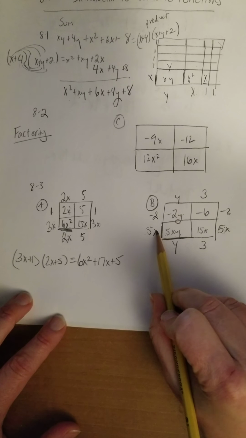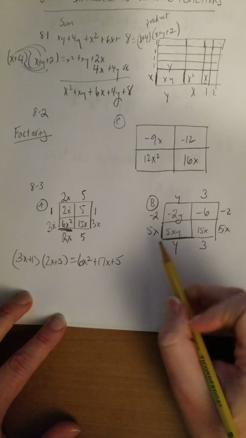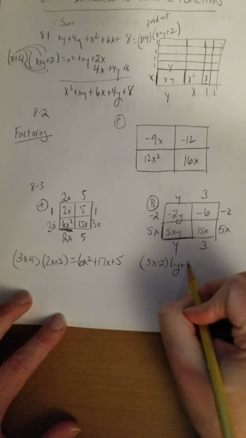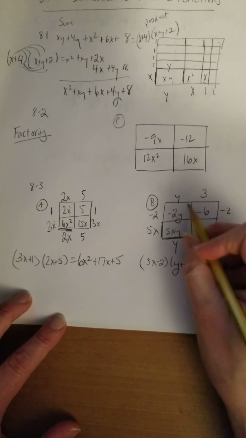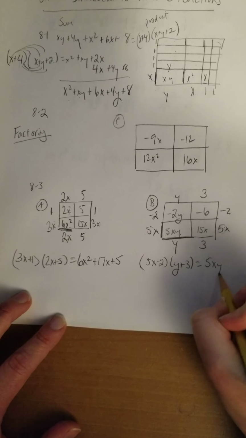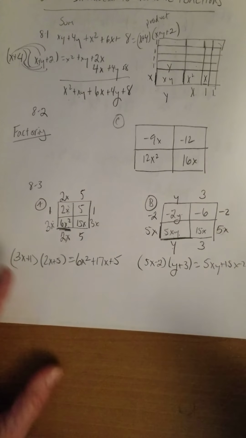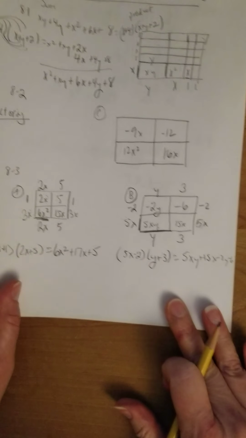And I have a 5x there. So therefore, if I'm writing this as a product, I would take 5x minus 2 times y plus 3. That should equal, now nothing gets combined here, 5xy plus 15x minus 2y minus 6. Kind of probably got off my edge there. I'm sorry, I got off my paper.